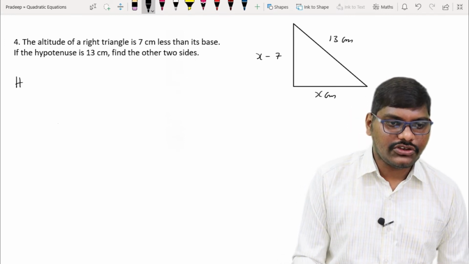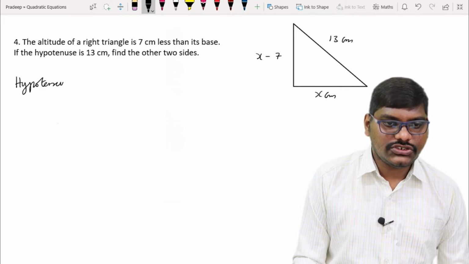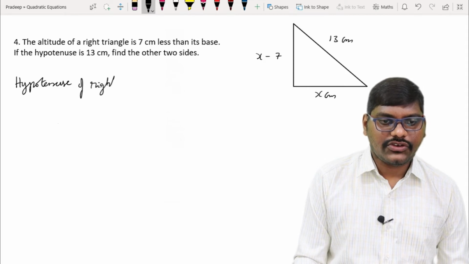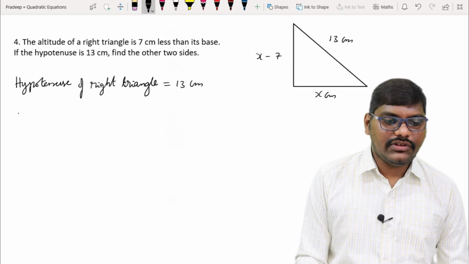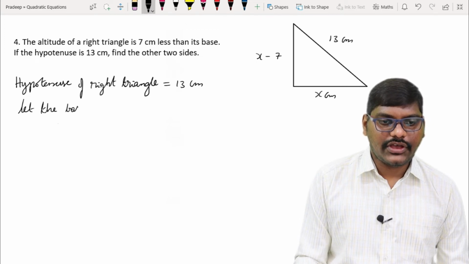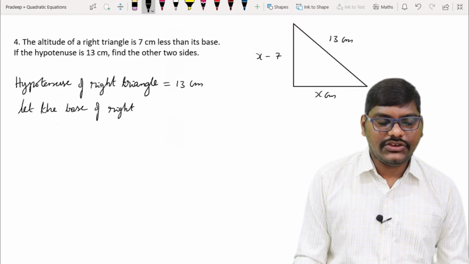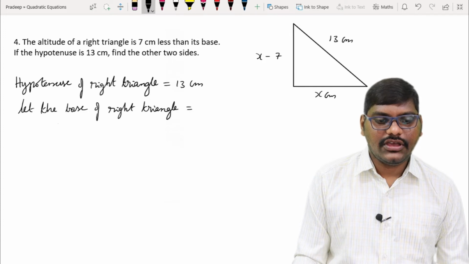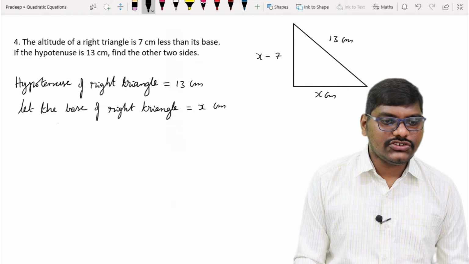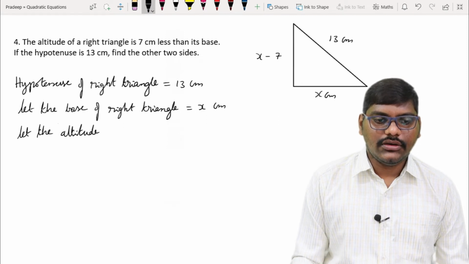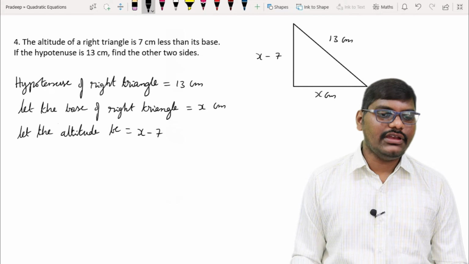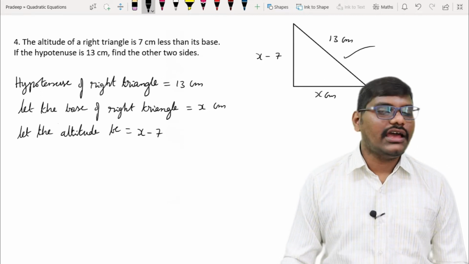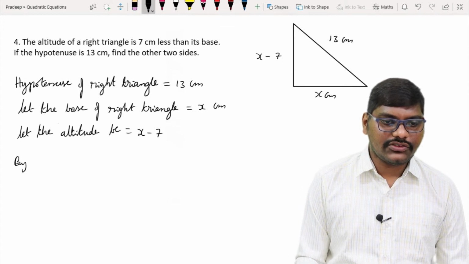So I can write here, hypotenuse of the right triangle is 13 centimeter, as given, and we'll take the base as x, as I already said in the diagram. Base of the right triangle, I just take it as x centimeter. And let the altitude be x minus 7, right? The base is x and the altitude is x minus 7. We'll use the Pythagoras theorem, as this is a right angle triangle, and we'll try to solve this. So I can write here, by Pythagoras theorem.